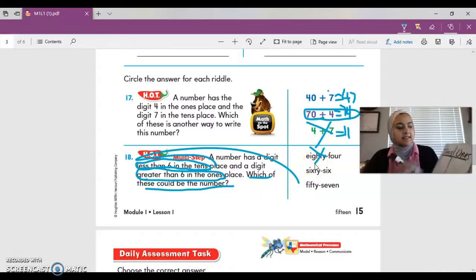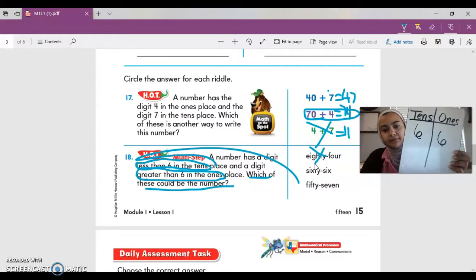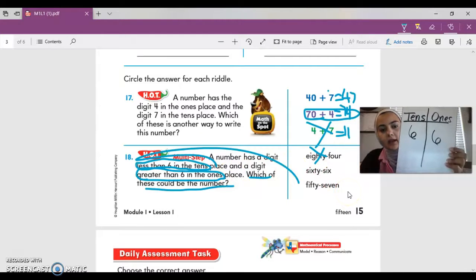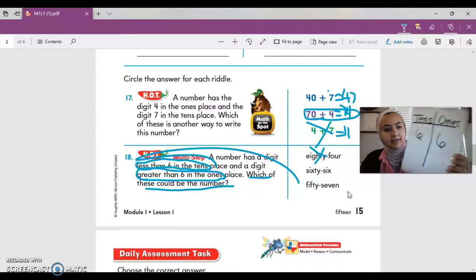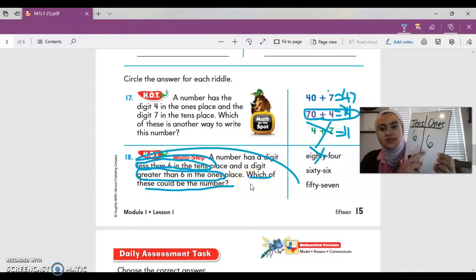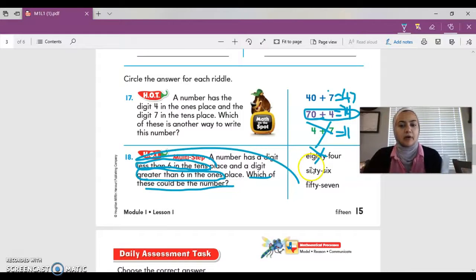All right, let's try 66. Here's 66. Is the tens place less than 6? Let's look. This tens place, is that less than 6? No, that's the same as 6. And is the digit greater than 6 in the ones place? No, that's exactly 6. That's not greater than 6. So that one would be wrong. Let's look at the last one. It says 57.